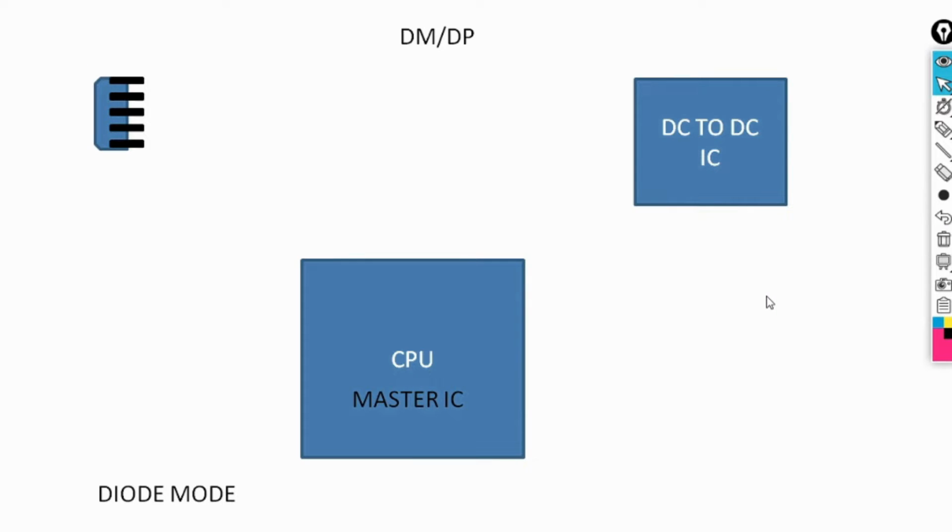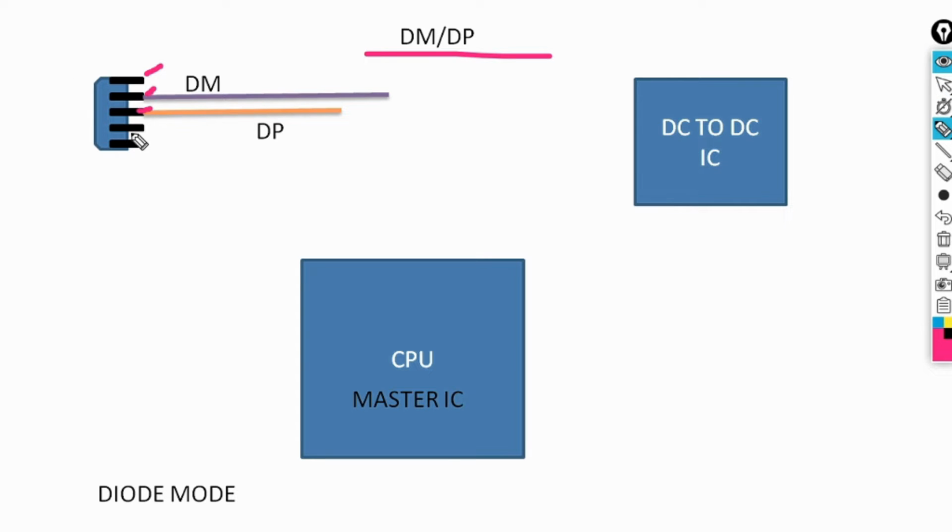Now, what is DM and DP? DM means data minus and DP means data positive, right? Now, these lines connect with your charging port. Your charging port has 5 lines: VBUS, DM, DP, ID, and your ground.